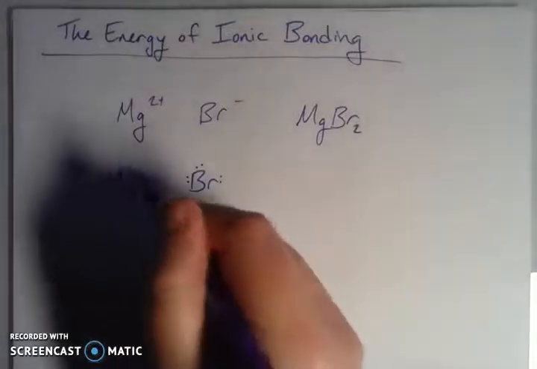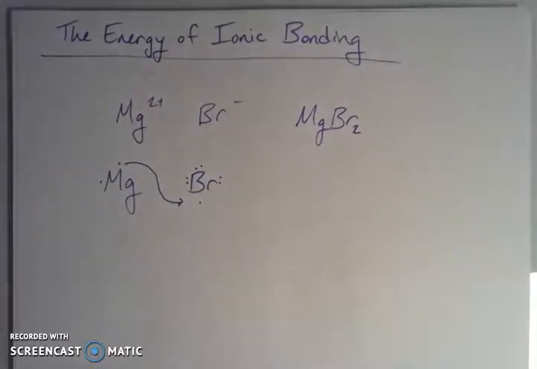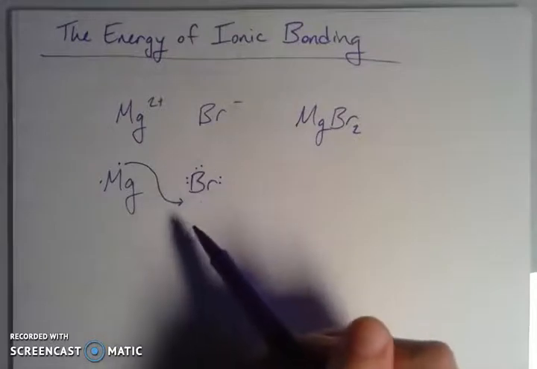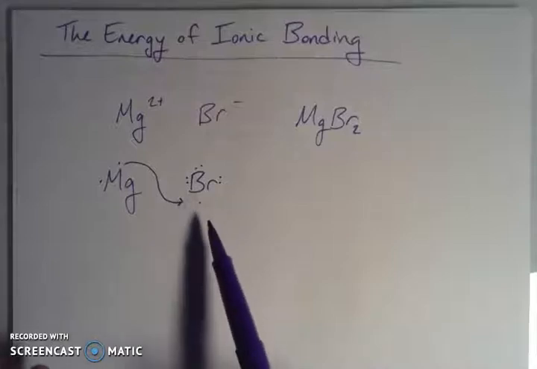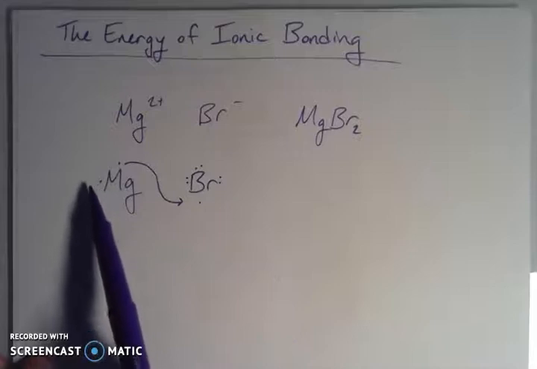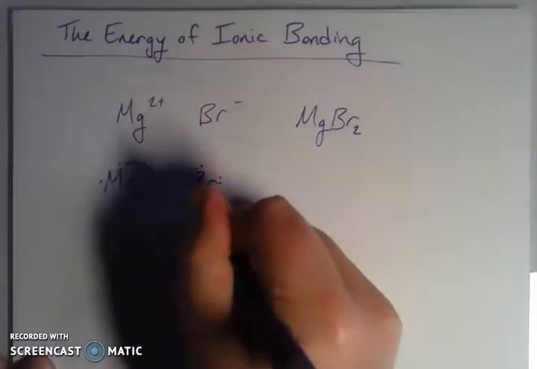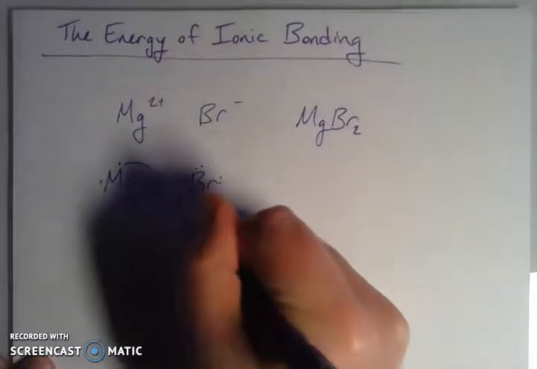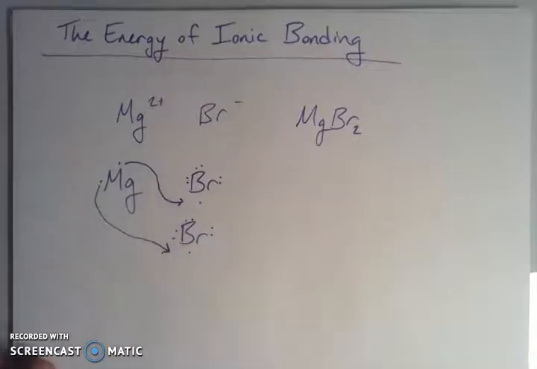So my magnesium here is going to give one of these electrons to my bromine, making it have a full octet, right? Because we know that elements like to try to have a full valence. For most, that's 8 electrons. So that's one way for it to do it. But then magnesium would still have that 1 electron left over. So we need another bromine here with its 7 valence electrons to snag that other one.